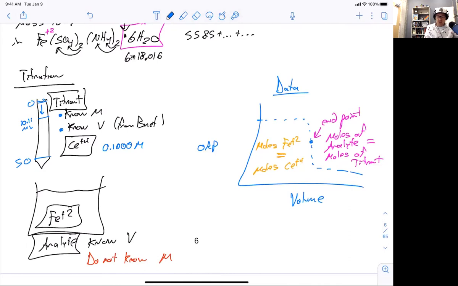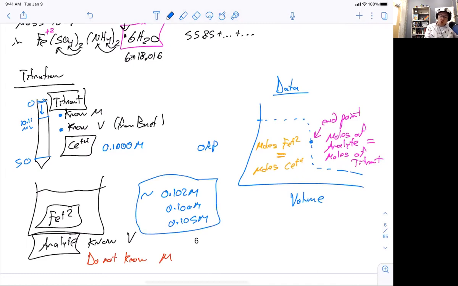Then the iron down here, we're going to make a certain solution of iron. We're going to go for around 0.102 molar. You might weigh a little bit more, a little bit less than you need for that. So it might be 0.100 molar, or it might be 0.105 molar. That'll be fine. This is sort of your target.